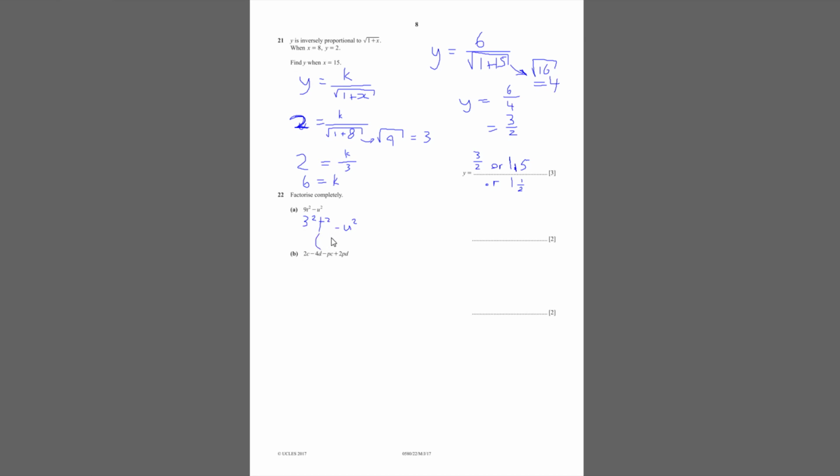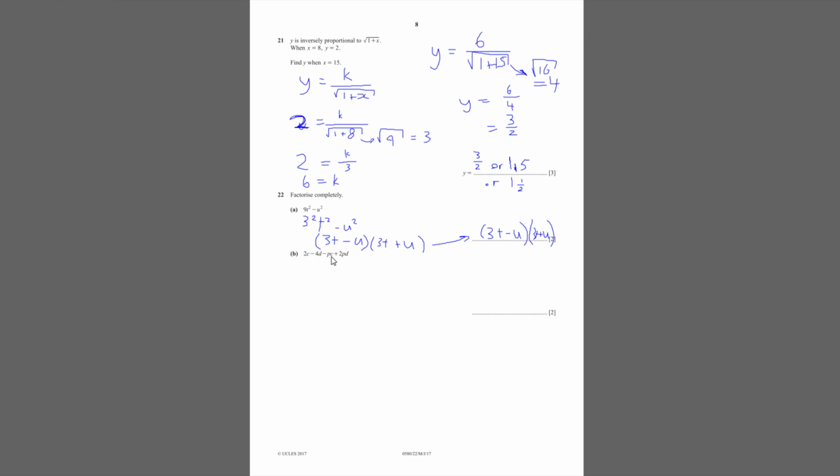So we can now create brackets, because 3t times 3t equals 3 squared t squared, or 9t squared. And minus u times plus u equals negative u squared. And there you go. We have our answer of 3t minus u times 3t plus u. It's a bit messily drawn, but you get the idea. Next up, 22b.